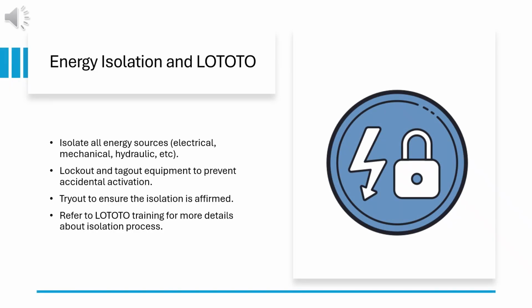Energy isolation and LOTO. Before entering, all energy sources must be isolated, locked out, and tagged out. This includes electrical, mechanical, hydraulic, and other forms of energy. Tryout procedures must be performed to verify the isolation is effective. Follow LOTO training to ensure all isolation steps are correctly applied.